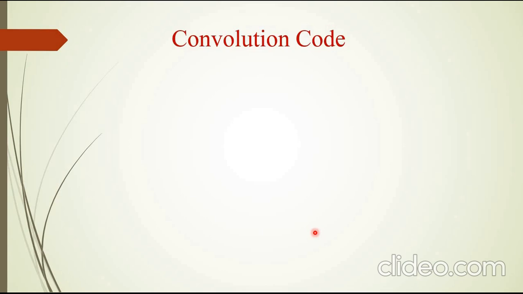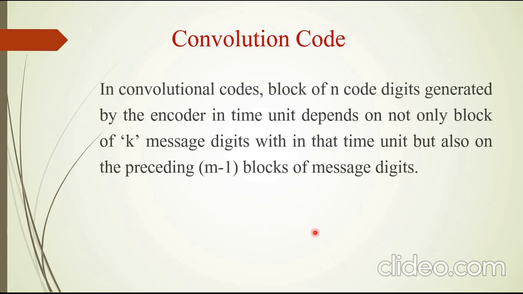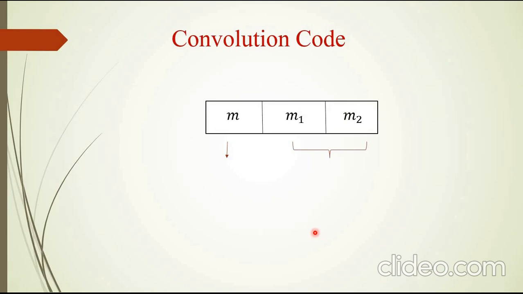Now see, when I talk about convolution code, it means the block of encoded digits generated by the encoder in a time unit depends not only on the block of k message digits within that time unit but also on the preceding m-1 blocks of message digits. Okay, so let us try to understand what is the meaning of that. For that, I will take one basic example of convolution code.